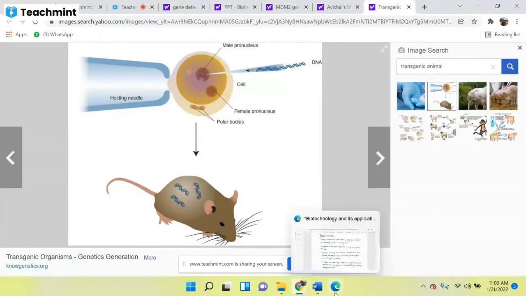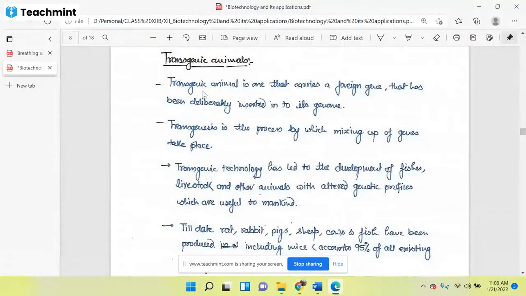Okay, so you just see here. So a transgenic animal is one that carries a foreign gene. Okay, so if we are putting any gene from another source in the animal, any foreign gene, that has been deliberately inserted into its genome. So if we are inserting any foreign gene in any animal, then that animal will be called a transgenic animal.